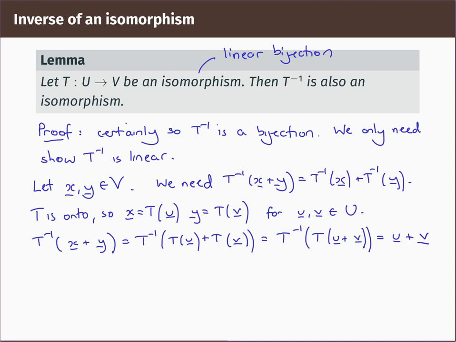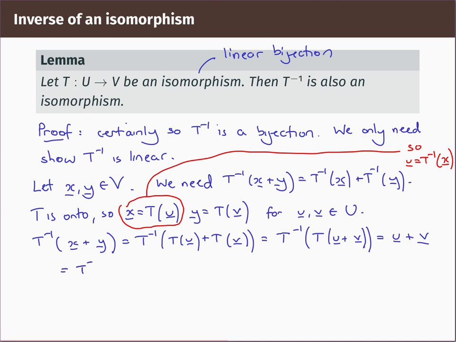But if you look at this thing here, for example, what does that tell you? If you do T inverse to both sides, you get that U is T inverse of X. And similarly, V is T inverse of Y. So what I've got here is T inverse of X plus T inverse of Y. We've shown that T inverse has the additive property.